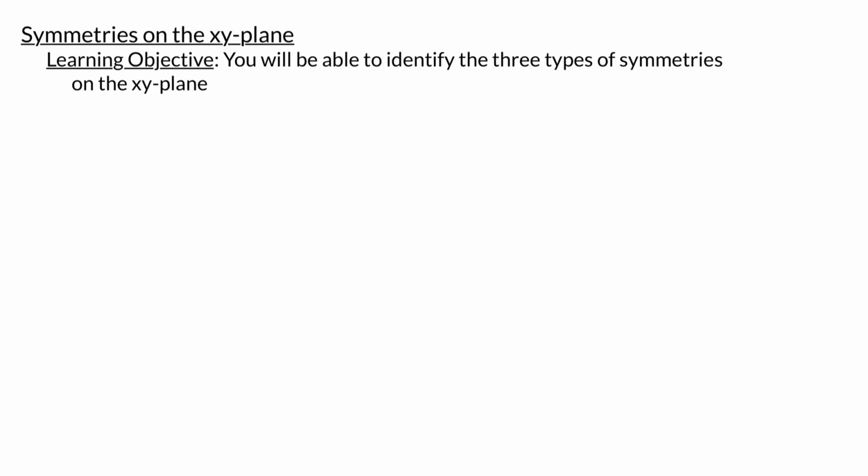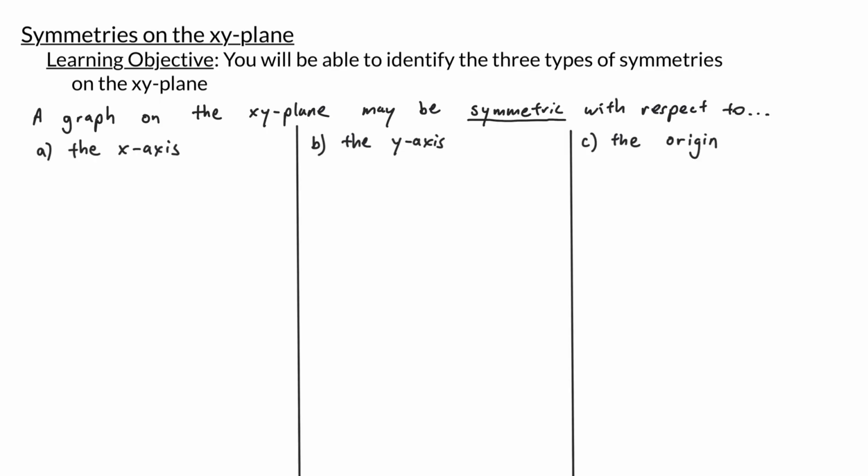In this video, we'll be talking about symmetries on the xy plane. There are three main types of symmetries that we'll go over. A graph on the xy plane may be symmetric with respect to the x-axis, the y-axis, and/or the origin. Let's take a look at some examples of each of these types of symmetries.